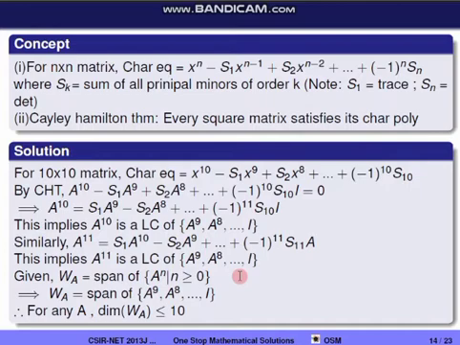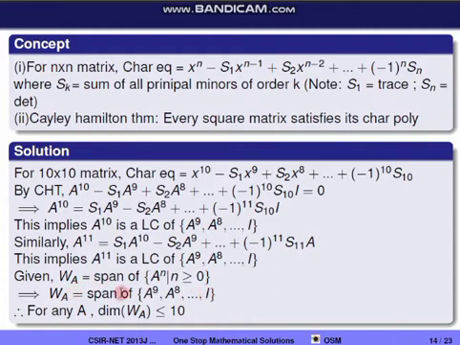Up to it is going to infinity. So this implies we now know A power 10 is a linear combination of the preceding elements A^9, A^8, etc. up to I. Similarly, A^11 is also a linear combination of A^9, A^8, up to I. Therefore, W_A is equal to the span of A^9, A^8, etc. up to I. So, if all these 10 elements are linearly independent, then the dimension of W_A is 10.